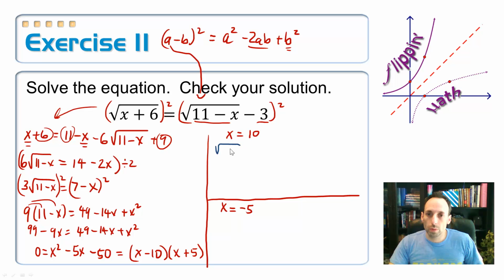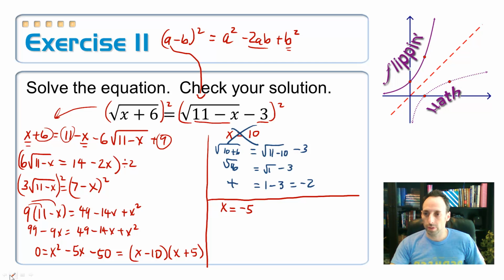So I'd have the square root of 10 plus 6, which is the square root of 16, which is 4. Over there on the right hand side, is that equal to the square root of 11 minus 10 minus 3? That's the square root of 1 minus 3, which is 1 minus 3, which is negative 2. That does not work out, so that's not one of our answers.